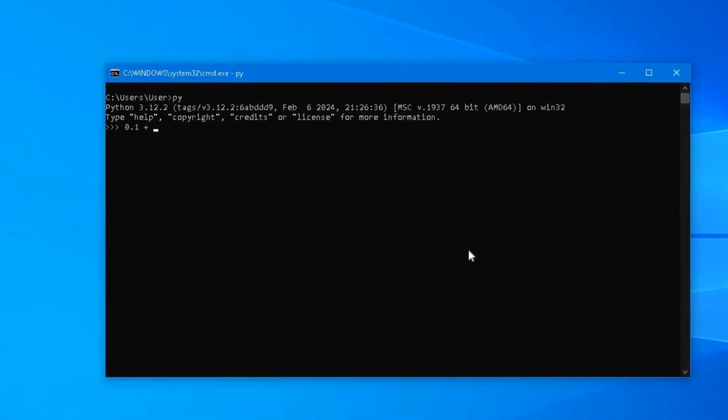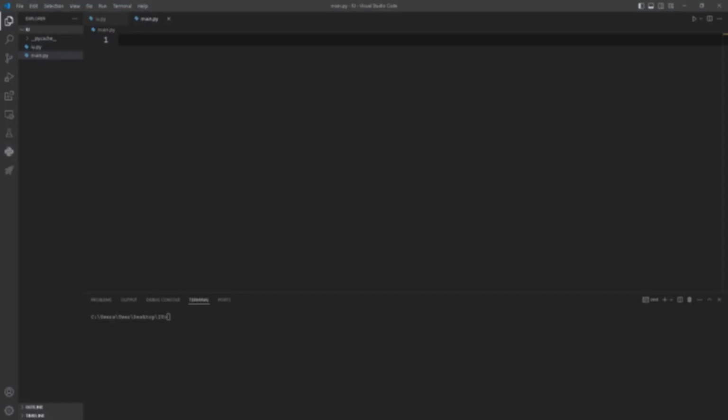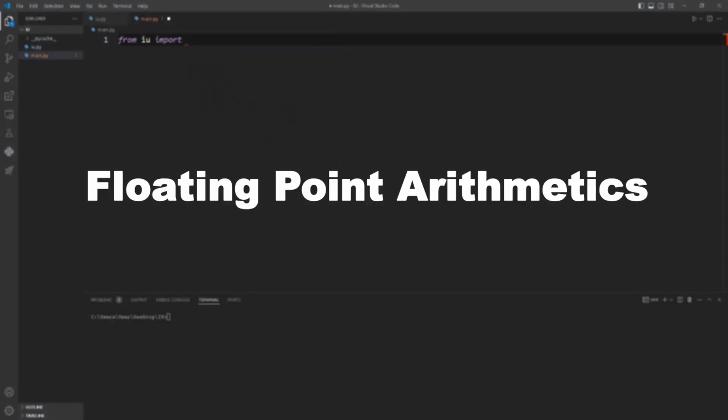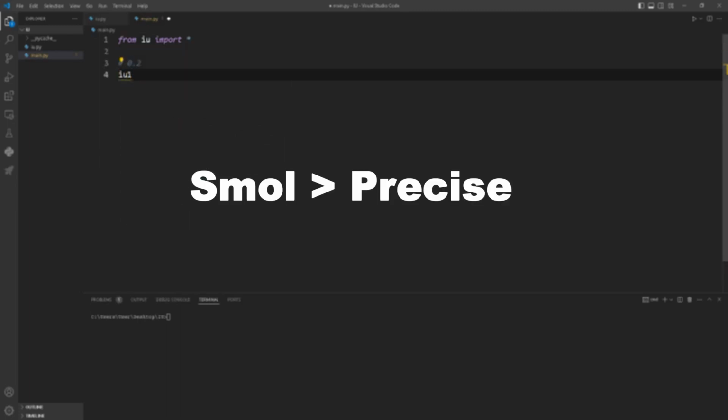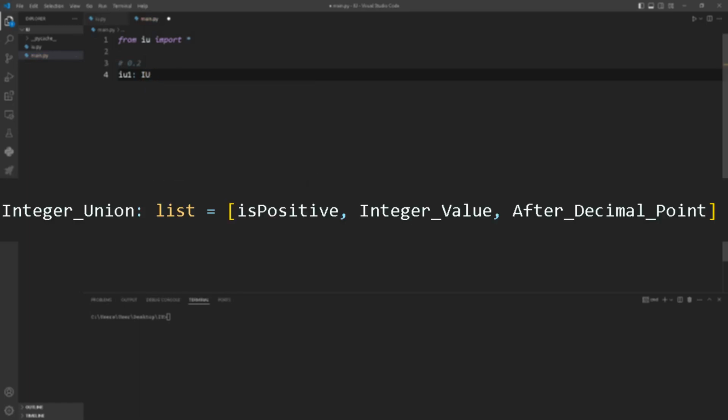Have you noticed that in Python this is a thing? Well, this is caused by floating point arithmetic, which prioritizes being small rather than being precise. Well, my solution is called integer union.